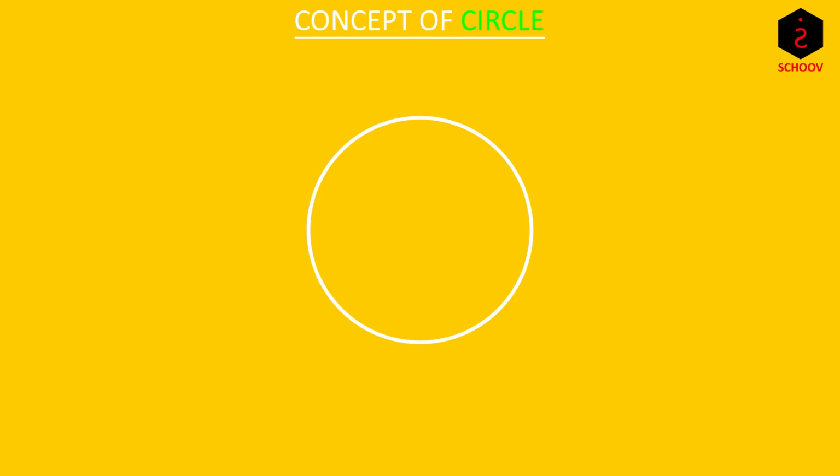Now, there can be many points on the circle. These points give us knowledge about more elements of the circle. If you join any two such points, we get a line segment. Such a line segment is called a chord of a circle. So, this is a chord. This is a chord. This is a chord, and so on.